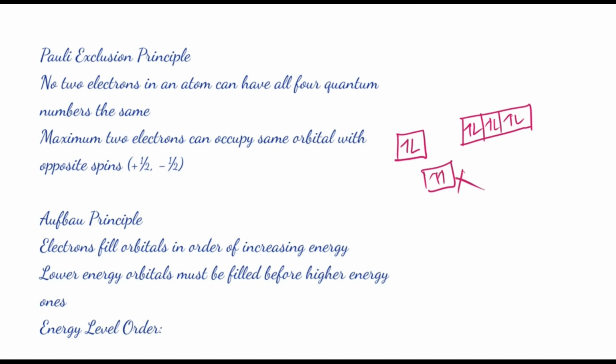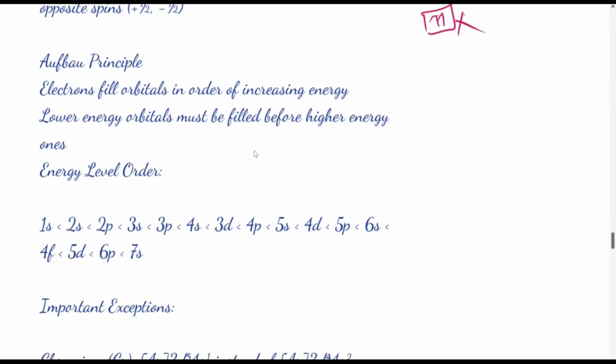That's a bad way of writing. That is, you should not write it like that. That is the first rule. The second rule is the Aufbau principle. The electrons should fill in the order of increasing energy: first energy level, first shell, second shell, third shell, and it goes on.